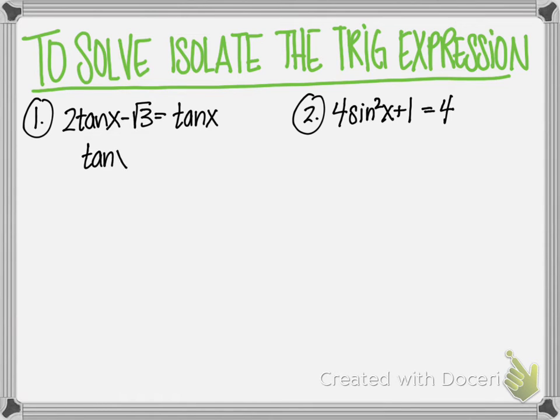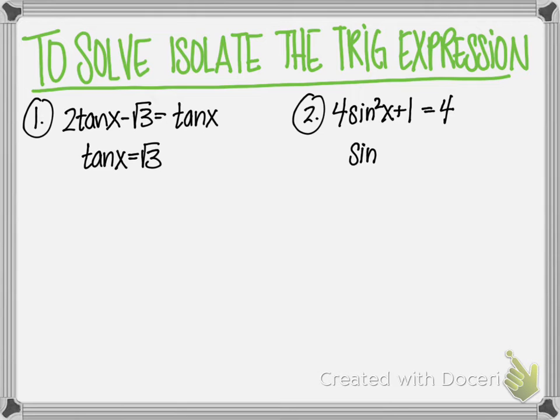And you guys should take a second if you want. I might pause my video and you can kind of work along, or if you want to just see how I do these. I'm going to isolate the trig expression. So pretend our variable here is tan x. So I'm going to subtract my tangent over to one side and add that root 3 on the other. So I get tan x equals root 3.